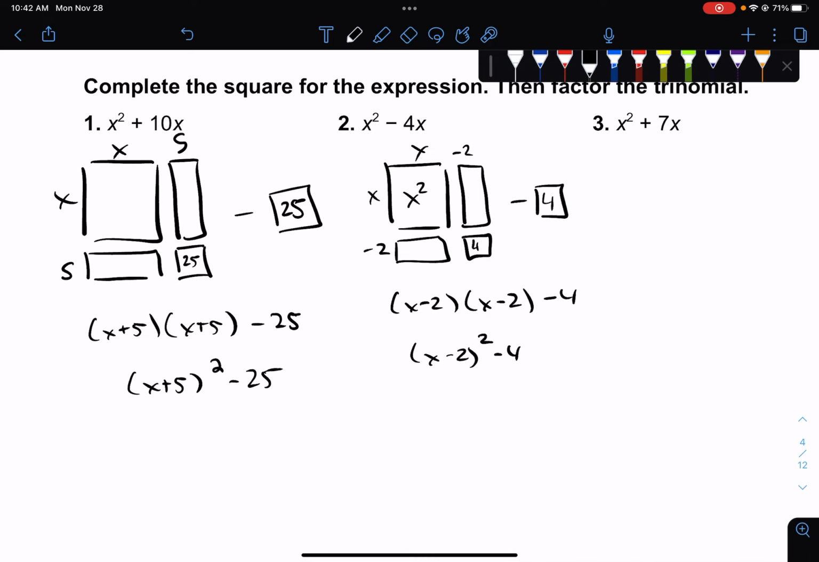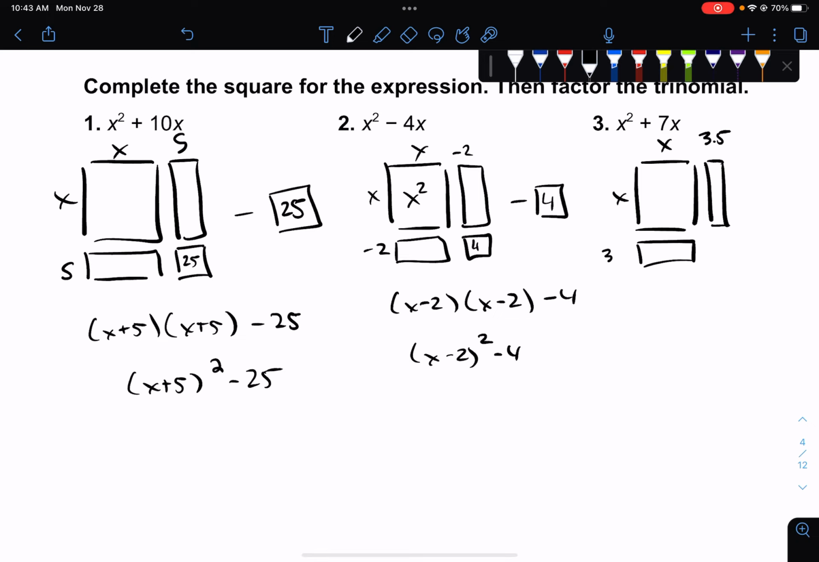Okay, number 3, x squared. I start with that big x. Now the 7 x's, some of you might have gotten a little bit nervous. I still do the same thing. I'm going to add half of those x's over here and half of those x's at the bottom. So half of 7 is 3.5. So those are going to be 3.5, which means I've got this square that I need to add to finish my big square. So 3.5 times 3.5, yuck, what is that, 12.25?